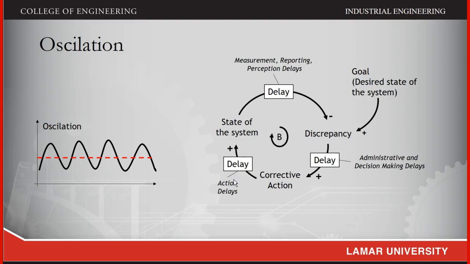Delays could be present in any one of these arcs of activity, either by the state trying to correct the discrepancy, or from the actual acknowledgement of the discrepancy until the corrective action starts to be executed, or from the corrective action being executed and how long it takes to start to affect the system. And because of that, all these delays may cause the system to oscillate.